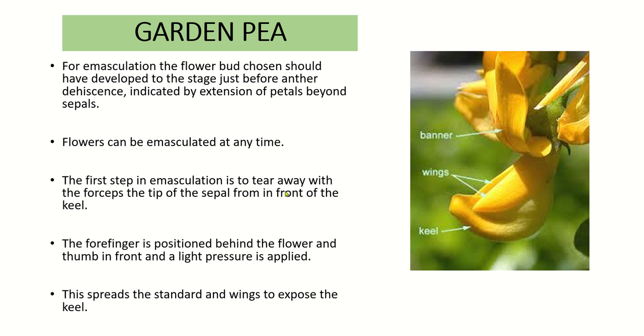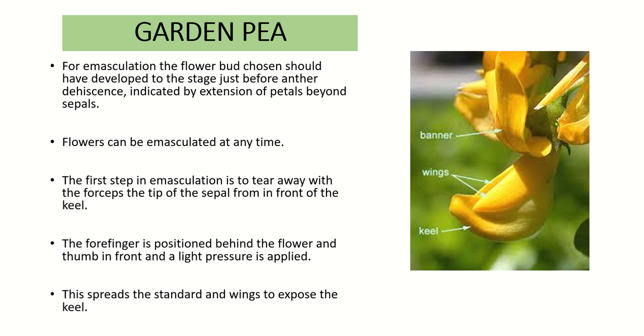The first step in emasculation is to tear away with the forceps the tip of the sepals. Sepal means the calyx, the singular form of calyx, in front of the keel. The forefinger is positioned behind the flower and the thumb in front, and a light pressure is applied. So here you have to apply a light pressure.